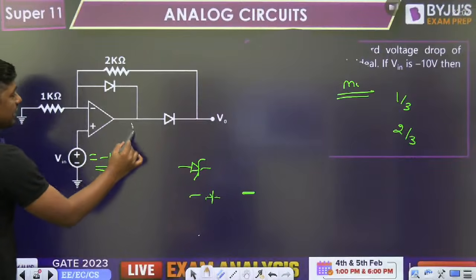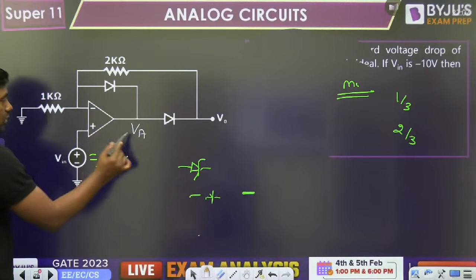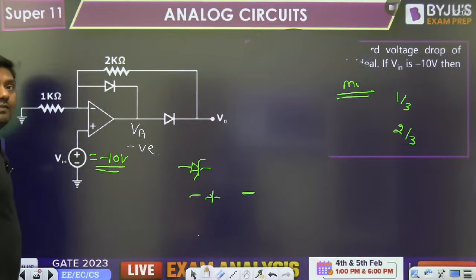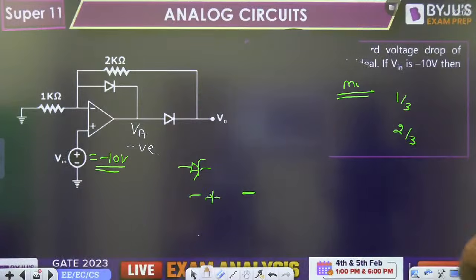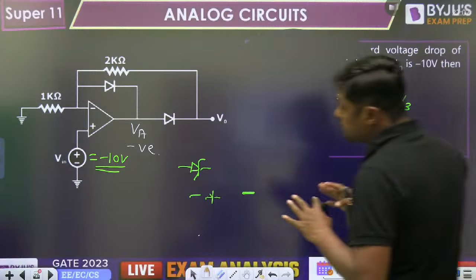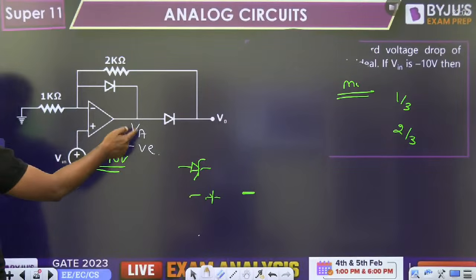Now at this point, this is the VA. Because of voltage at non-inverting terminal, phase shift is 0 degree. If it is the negative value, that is the negative value. Once there is negative value, try to understand. This is the minus 10. Because there is a 0 degree phase shift, this VA will be negative.